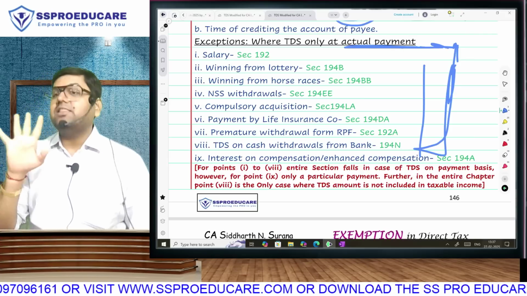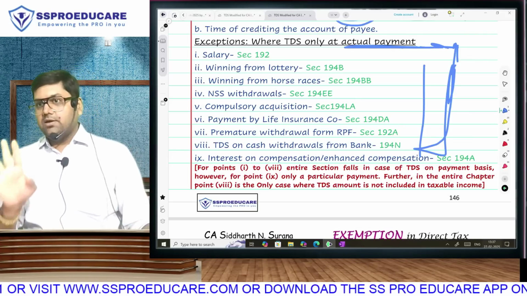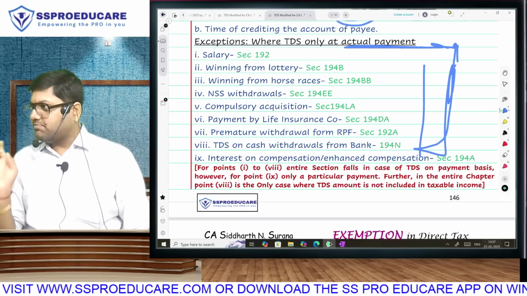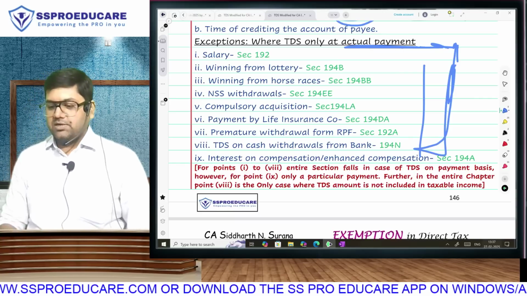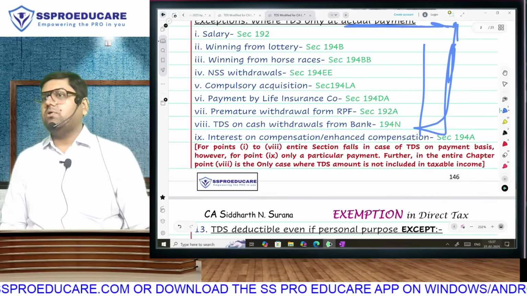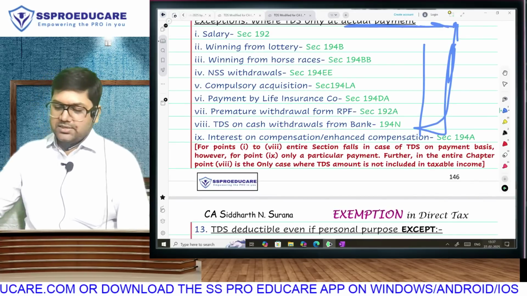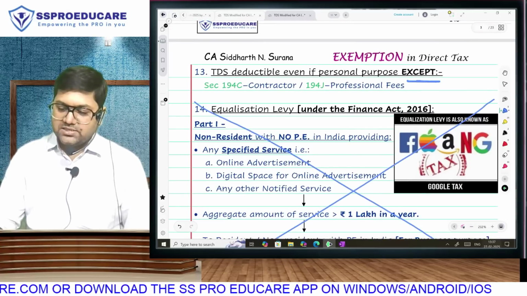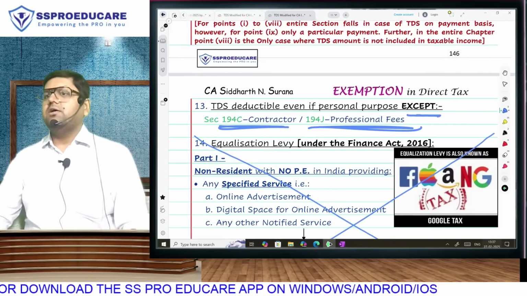The question is, will there be TDS on personal payments or will there be TDS only on business payment? TDS will come on business payment, we understand. But on personal payment, will there be TDS? And you have to answer it, yes or no. Yes. Only two cases we will not deduct TDS on personal payment. C for contractor and J for professional fees.